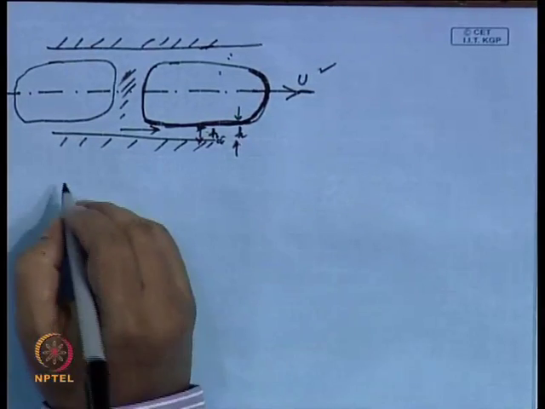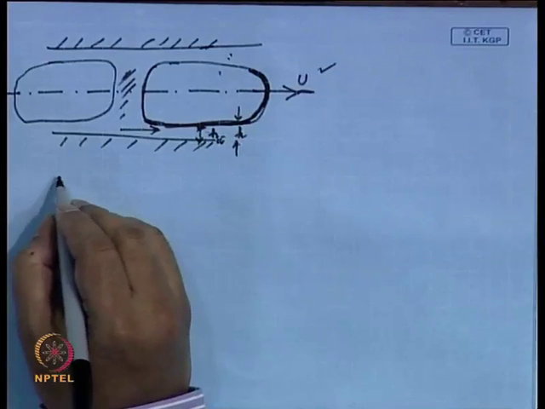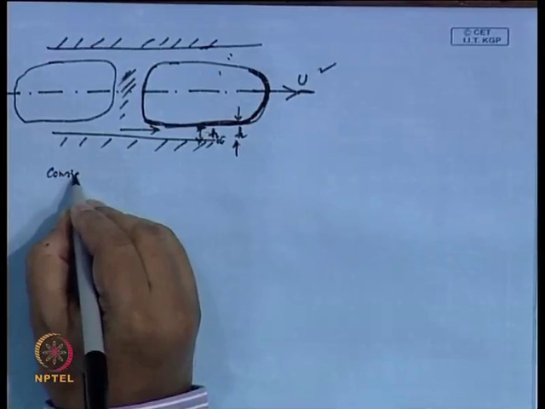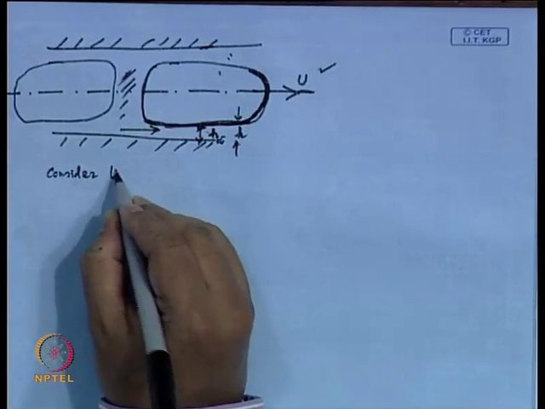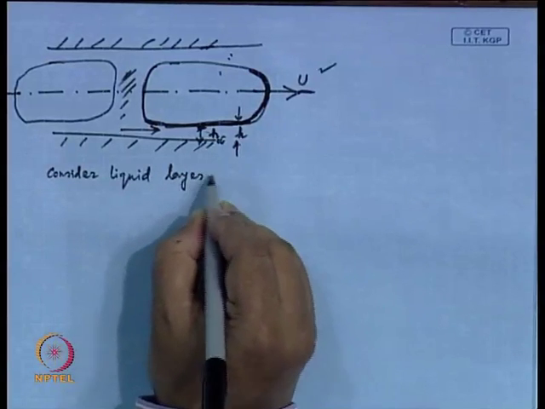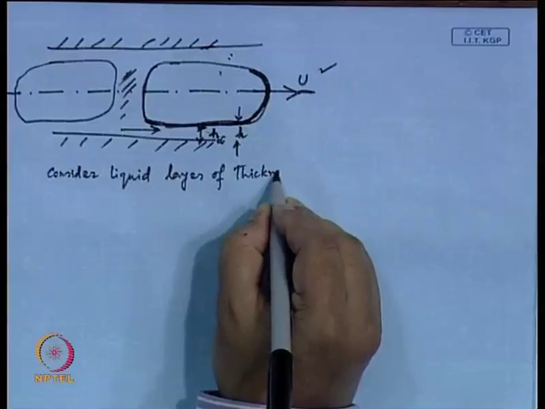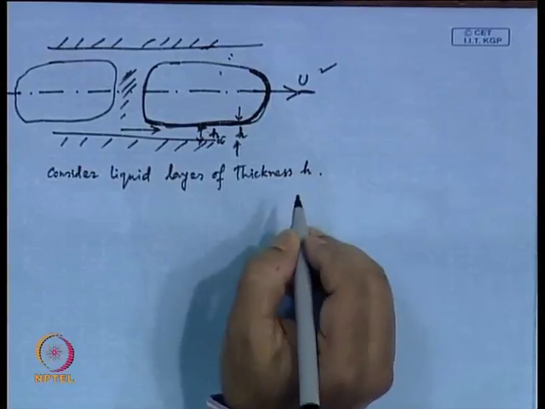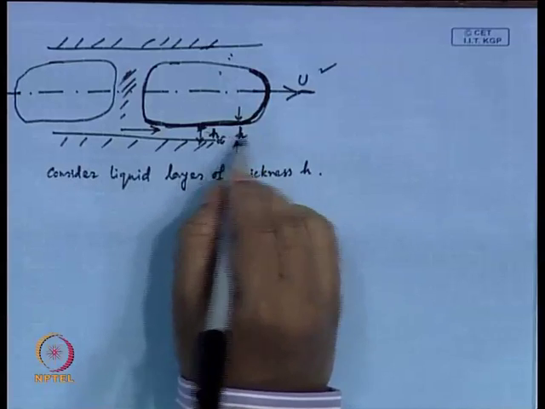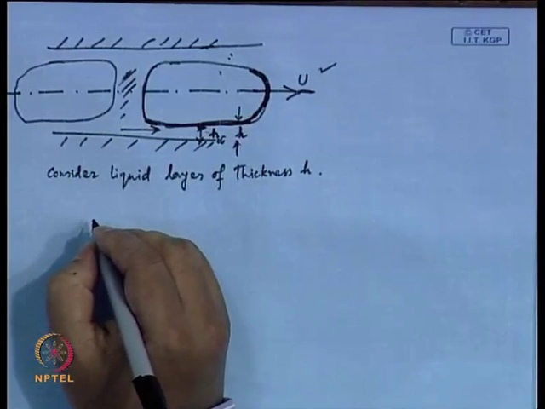Let me write it down here. We are considering a liquid layer of thickness h. Now, we are talking about only the horizontal velocity here.